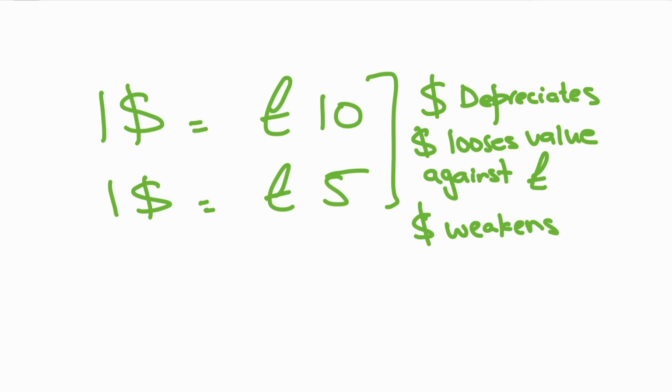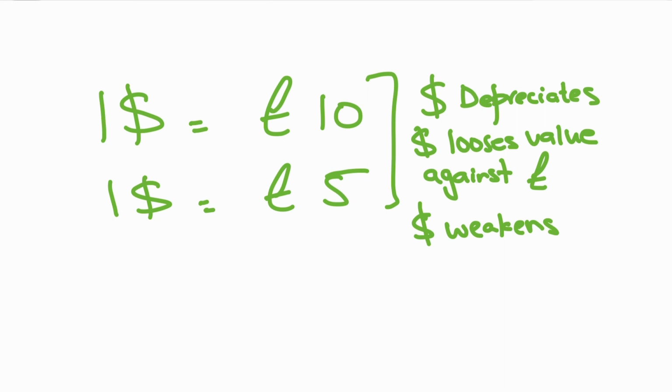Which means that a dollar is now only worth 5 pounds. As in, the dollar can only buy 5 pounds, basically. So now what this means is that a dollar can only end up buying 5 pounds. So the dollar depreciates, loses value against the pound, and weakens.